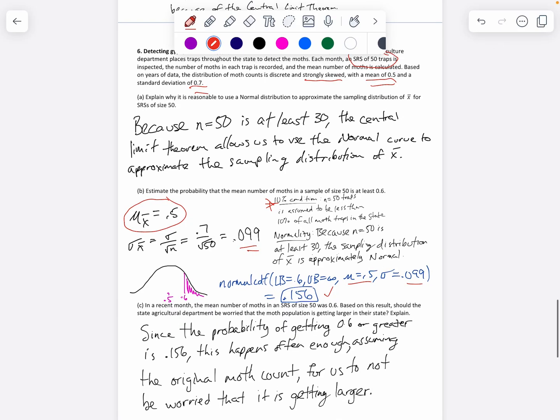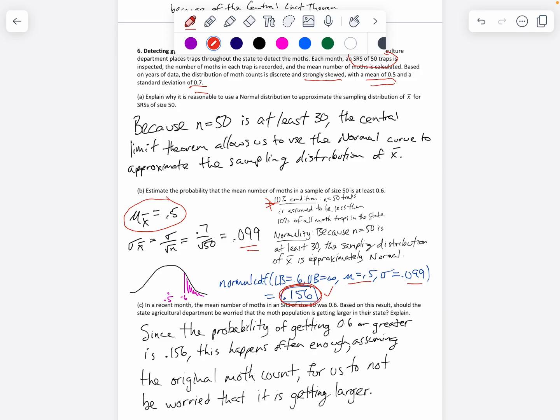Okay. In a recent month, the mean number of moths on an SRS of 50 was exactly that 0.6 that we just talked about. Based on the result, should they be worried about the moth population getting larger? If the moth population is getting larger, we would expect an increase of moths per trap, right? It kind of makes sense that there's more moths flying around. We see in this last problem that we expect this to happen about 15.6% of the time. So we don't necessarily think there's a worry here, because this happens almost 1 out of every 5 times.